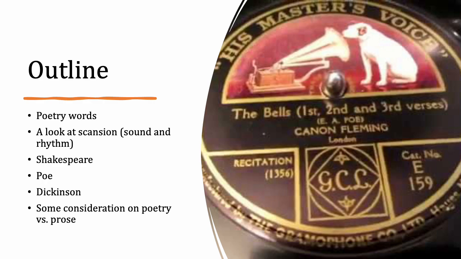The image to the right, by the way, is Canon Fleming reciting The Bells by Edgar Allan Poe. And this is an RCA record. My guess is this is probably from the early 1920s, if not earlier. And it just goes to show that poetry was at one time so popular in our society that it was one of the first things that made its way onto record and radio.